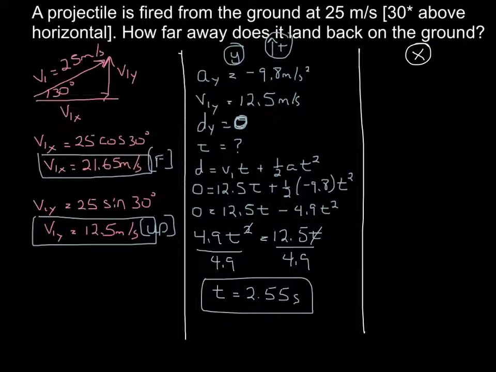And again, to list all the things I know in the x direction, I always know acceleration in the x direction is always 0. That is always true. We also found way back at the beginning, way back over here, we found v1x was 21.65. So I'm going to write that again. v1x is 21.65 meters per second.